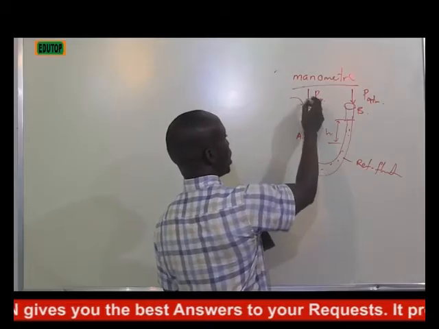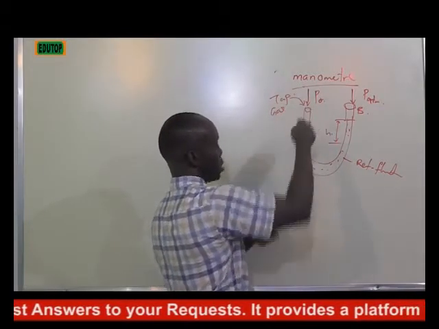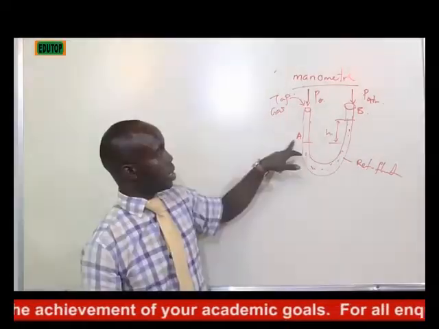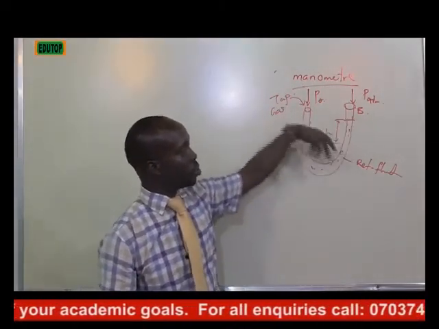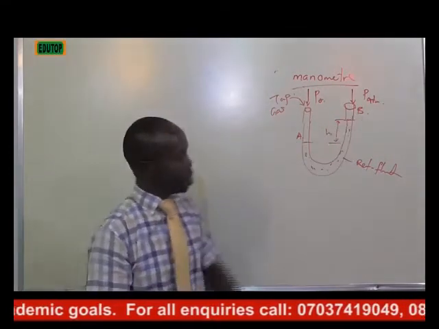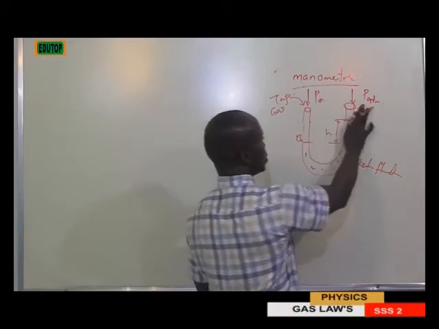Now this is the one that is actually exposed to the gas. The gas is inputted here. This is A. The gas is coming in here, and the level rises this way. Let's use this as A, so that it correlates with that statement. This is B, this is A.